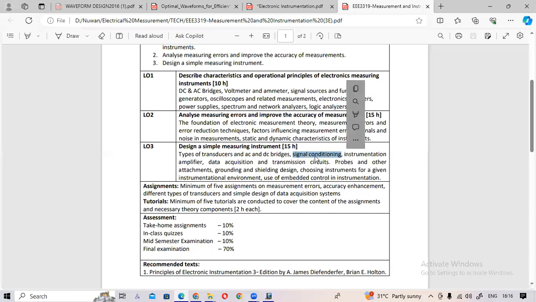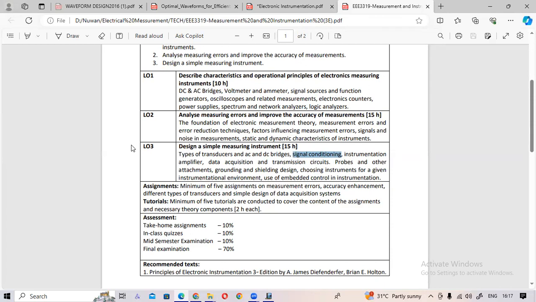Signal conditioning means we process the signal. I don't know whether the words are correct or not, okay? Process the signal to have a desired one. For example, amplifier. What does an amplifier do? You know about amplifiers, no? Using a transistor, you can make an amplifier. What does that amplifier do? It amplifies the input signal.